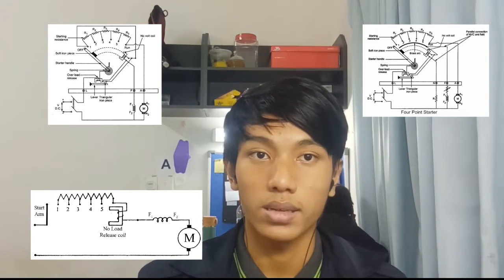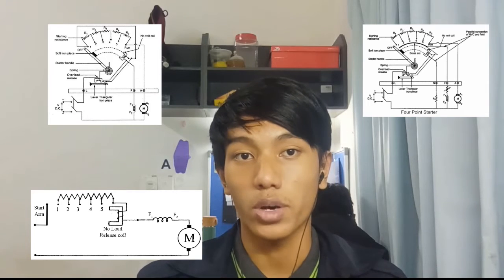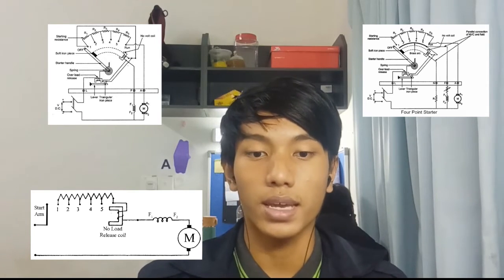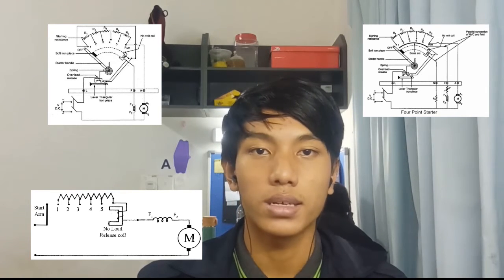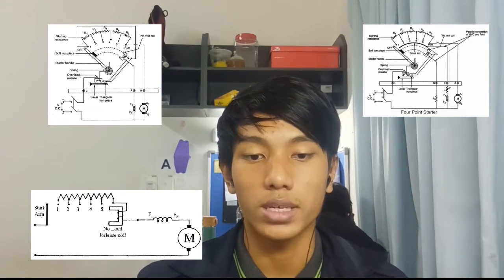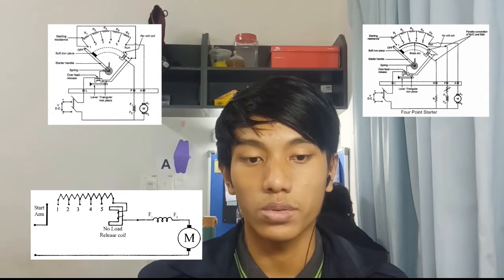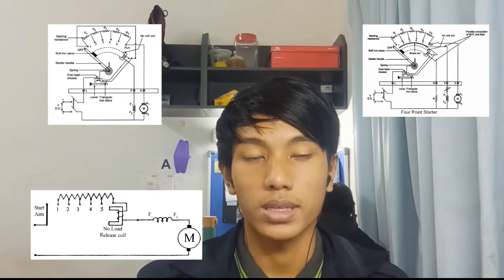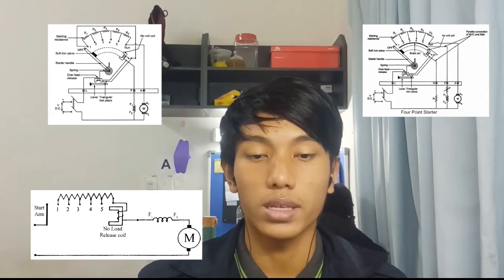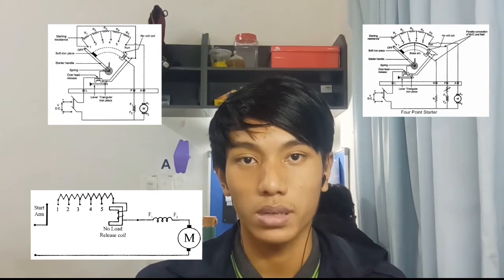Now, the 4-point starter is basically the same as a 3-point starter, just with an additional terminal connected to the no voltage coil, which is called N. This is mostly used for operating the motor above average speed.